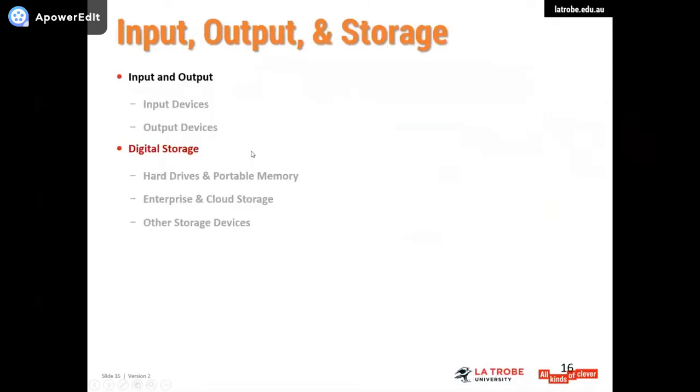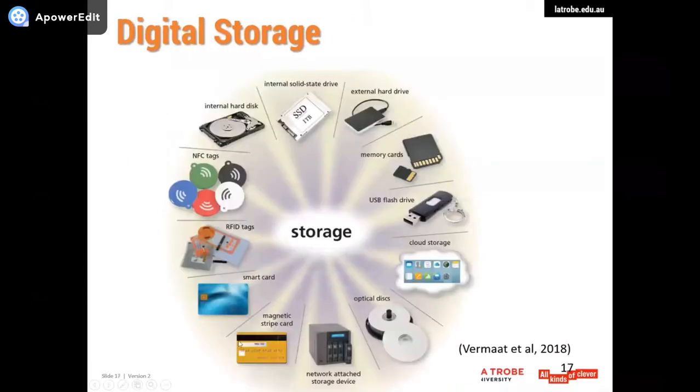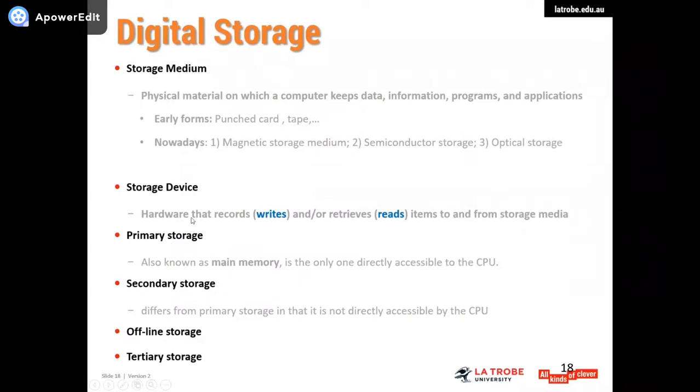And then let's move to digital storage. You should understand what the typical data storage devices for the computer are. What is the definition of a storage medium? And what is the definition of a storage device? And here are the important things: what is the meaning of primary storage, secondary storage, offline storage, and tertiary storage? You must know these definitions by heart.